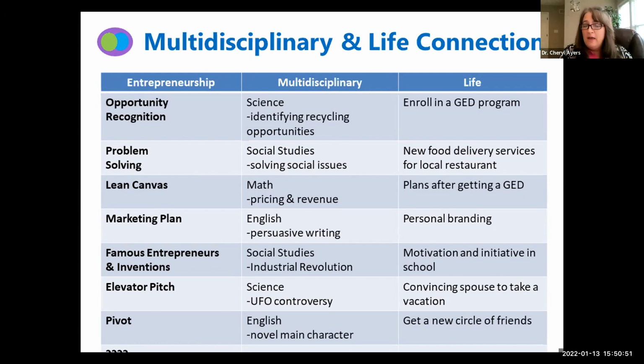When it comes to life, maybe on the job, you are a waitress or a waiter and you decide to say to your boss who owns the restaurant, hey, how about we start some home delivery in this season of COVID when people aren't coming in? Again, problem solving as an entrepreneur for someone else. Lean canvas, that's that graphic organizer dream sheet I just showed you.